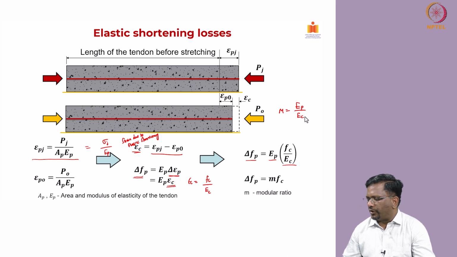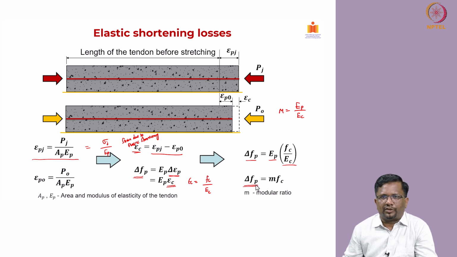So, in this way also I can calculate the stress that is lost due to elastic shortening: it is nothing but the modular ratio multiplied by the stress in the concrete. Or if you want to talk in terms of strain, the stress lost due to elastic shortening is nothing but the elastic modulus of the prestressing steel, which is EP, multiplied by epsilon C, right. They are all one and the same.